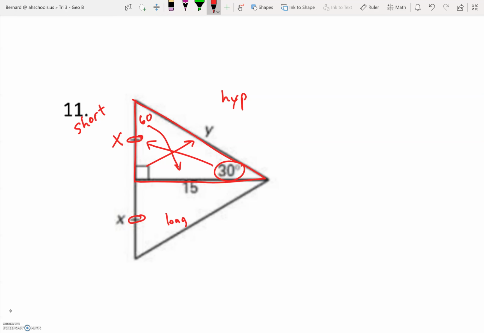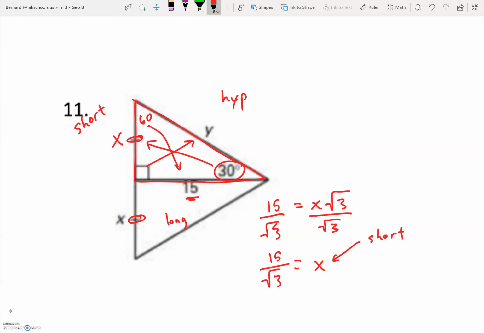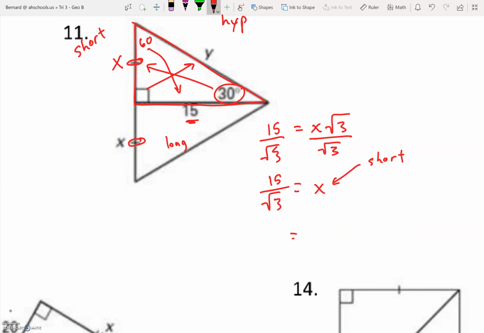And then the long leg is across from the 60. That's where 15 is. And so remember, just like our conversation, sometimes we see a square root of 3 on that leg, other times we don't. When we see it, our short leg is just the number in front. When we don't, we have to divide by the square root of 3. Notice this is just 15. It does not have the square root of 3 there. So we have to divide by the square root of 3. And so x is going to be, and remember, x is our short leg, whatever 15 divided by the square root of 3 is. And that's going to give us a decimal.